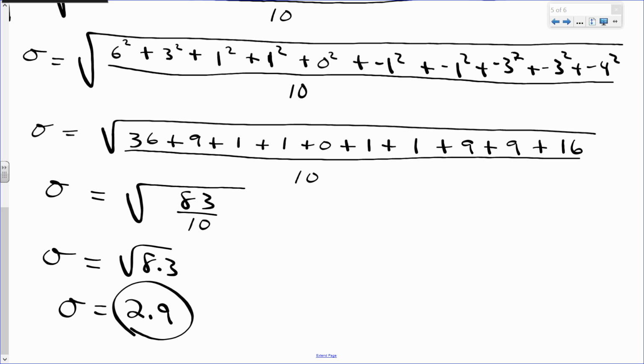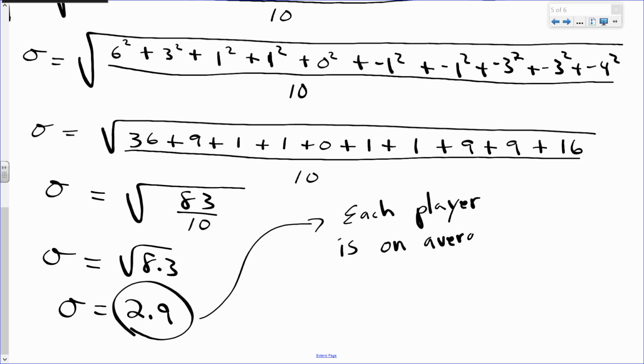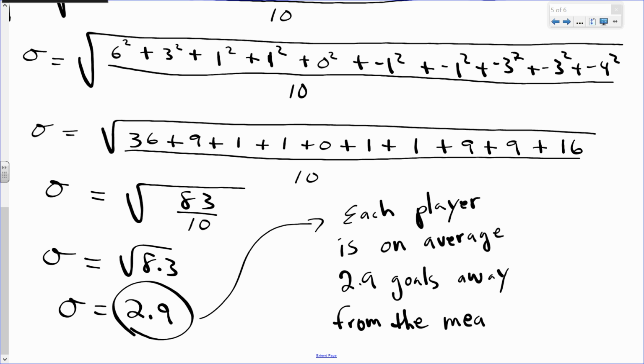Here's what it means. You can write it in one sentence with me. Each player, really these Premier League soccer players, there's 10 of them, each player is, on average, 2.9 goals away from the mean. Remember the mean was 18? That was like the center. Out of all the data, the center was 18. 2.9 is about 3 goals. About 3 goals away from the center.